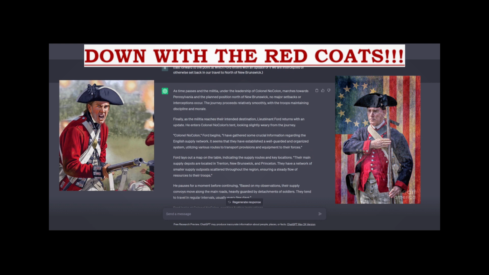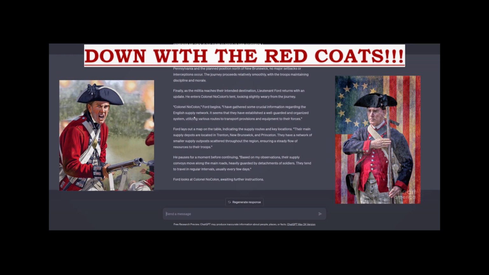Ford does come back with an update, looking a bit weary from the journey. I've gathered some crucial information regarding the English supply network. It seems they have established a well-guarded and organized system, utilizing various routes to transport provisions and equipment to their forces. Ford lays out a map on the table, indicating the supply routes and key locations. Their main supply depots are located in Trenton, New Brunswick, and Princeton.